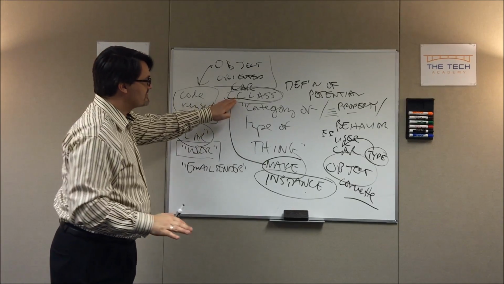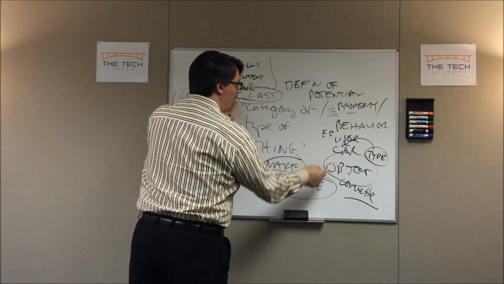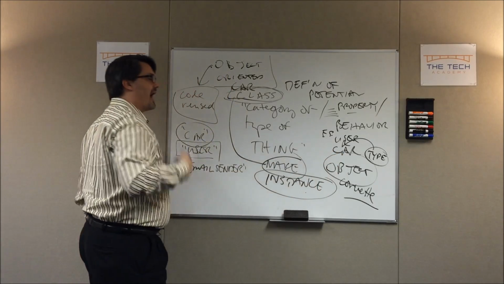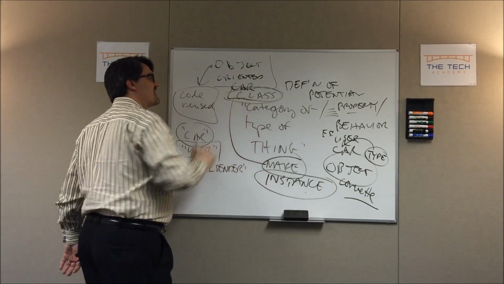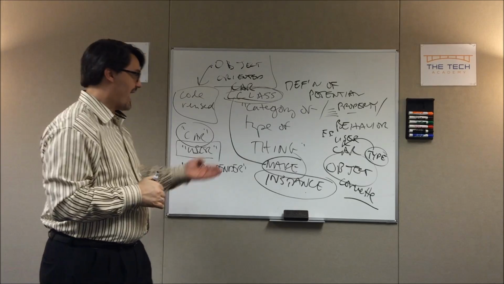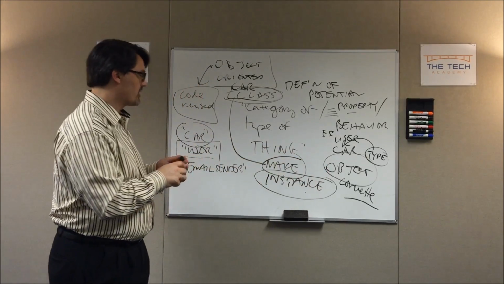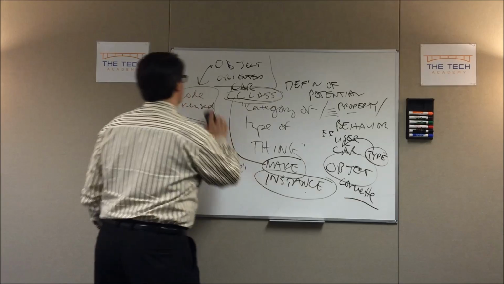That's the difference between a class and an object. An object is when you actually make an example one of the thing that the class describes. You actually ask for one to be created. Okay, good. So let's delve into this a little bit more.